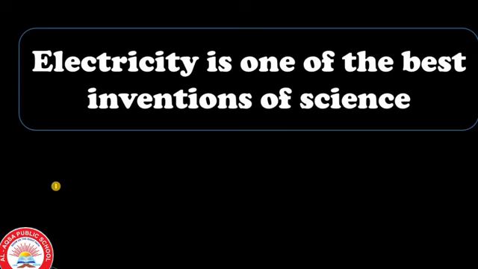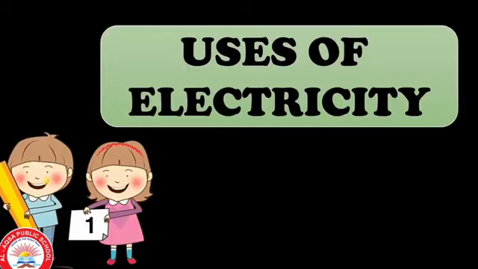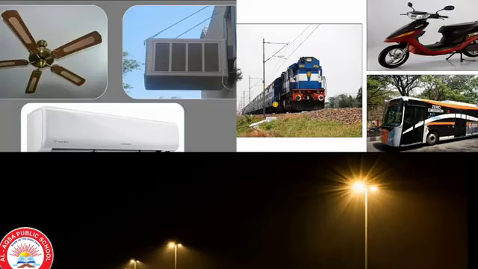Electricity is one of the best inventions of science. We cannot imagine our lives without electricity. We use electricity for many purposes to make our task easier, isn't it? What are the uses of electricity? Electricity makes it possible to light our homes, roads, offices, markets, and factories even after sunset. And nowadays we are using some vehicles which are running with the help of electricity.